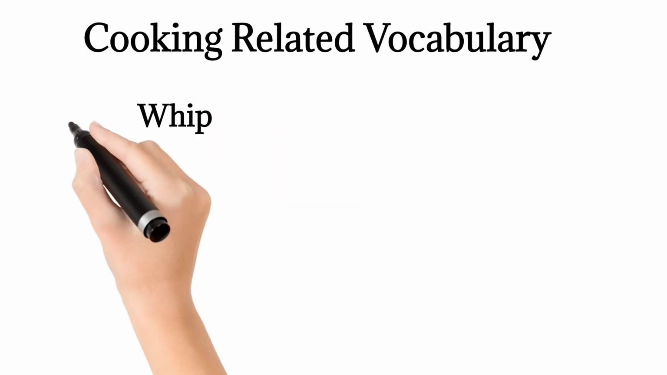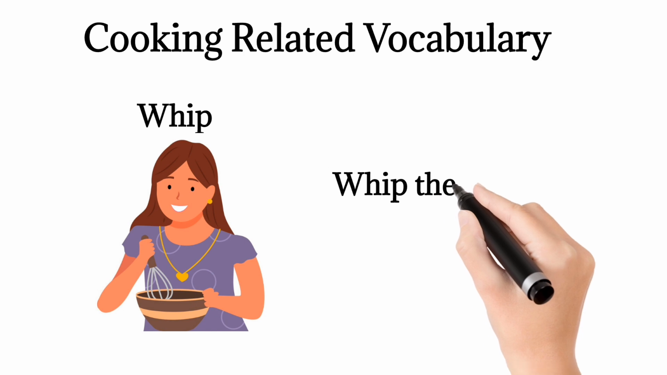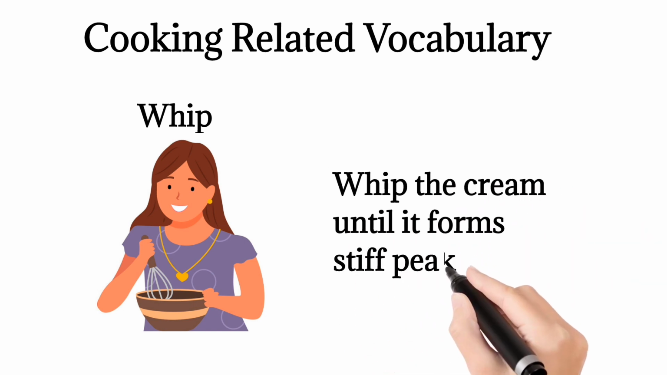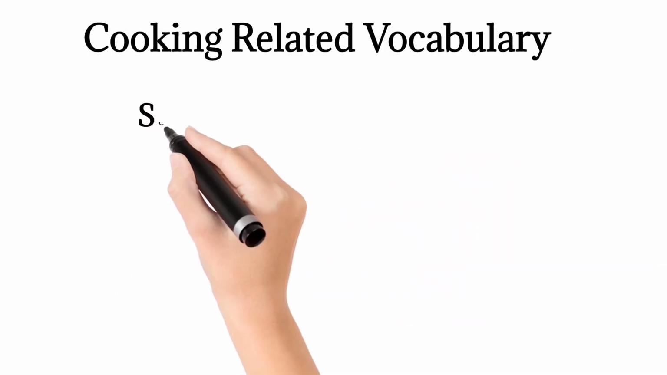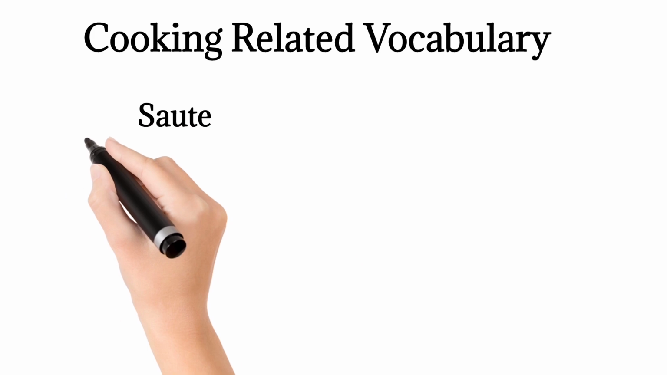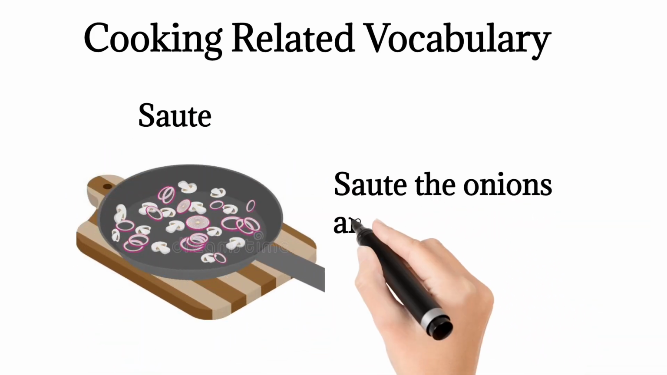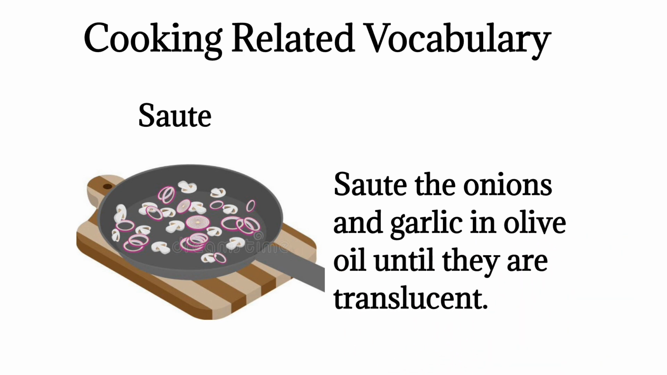Whip. Whip the cream until it forms stiff peaks. Saute. Saute the onions and garlic in olive oil until they are translucent.